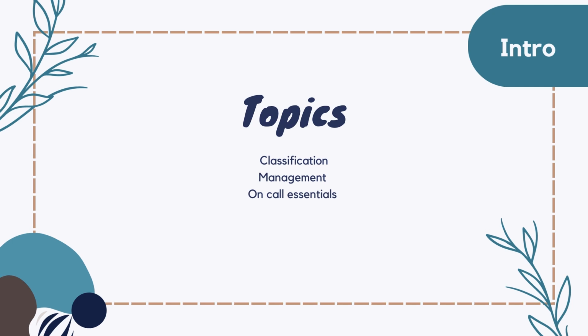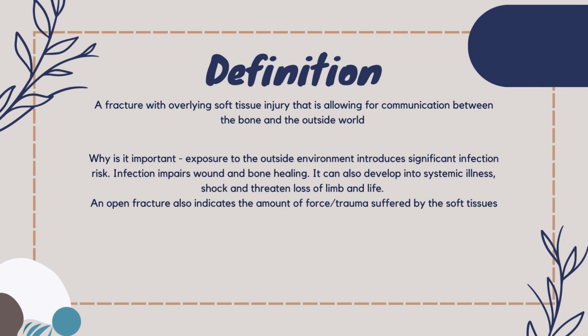Let's start with the definition. A fracture with overlying soft tissue injury that is allowing for communication between the bone and the outside world. Why is it important? Exposure to the outside environment introduces significant infection risk. Infection impairs wound and bone healing. It can also develop into systemic illness, shock, and threaten loss of limb and life. An open fracture also indicates the amount of force or trauma suffered by the soft tissues.